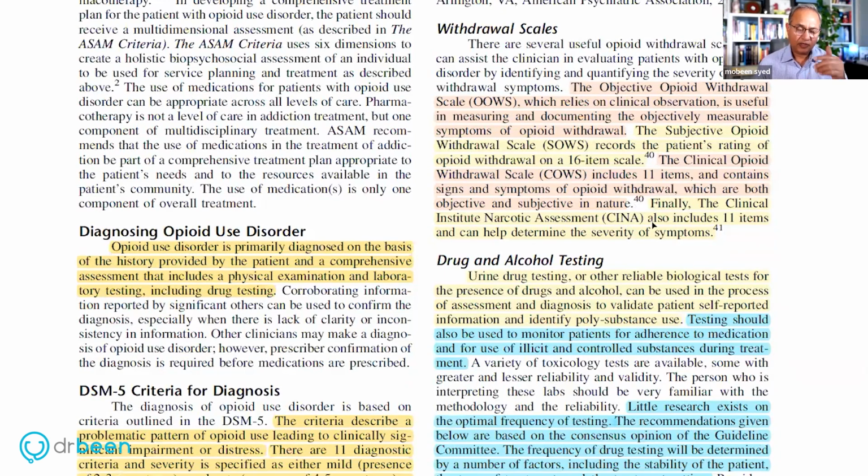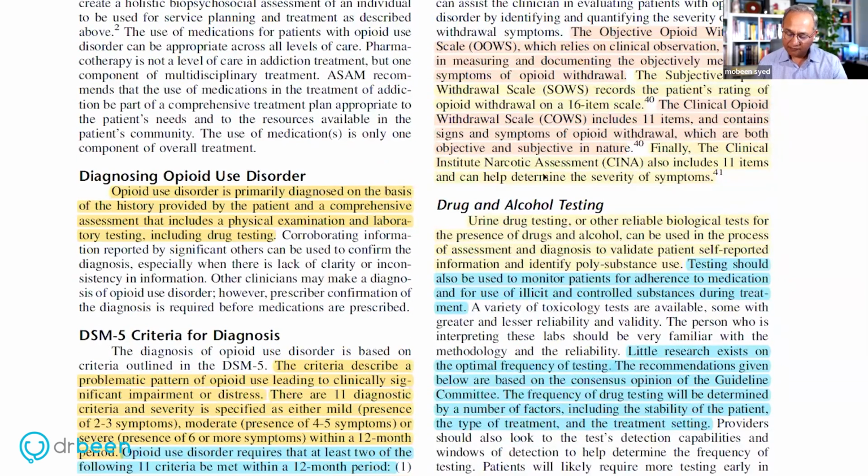Just very quickly, when the patient is abruptly stopped, what kind of outcome is present? And there are various scales to measure those outcomes. For example, there is the Objective Opioid Withdrawal Scale, or OOWS. There is the Subjective Opioid Withdrawal Scale, that is SOWS. There is the Clinical Opioid Withdrawal Scale, or COWS. And then finally, the Clinical Institute Narcotic Assessment, or CINA.